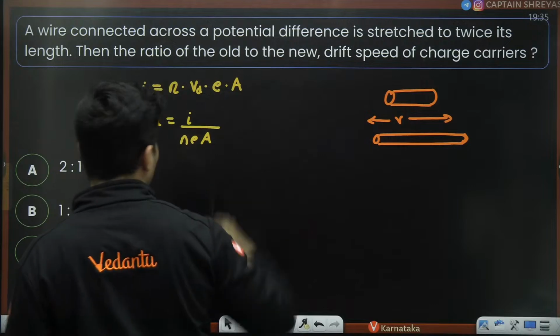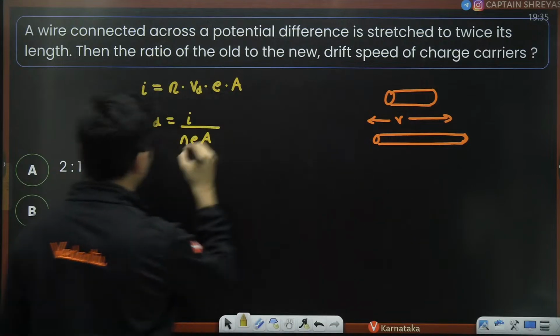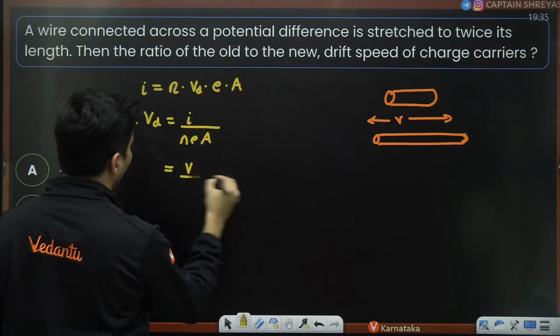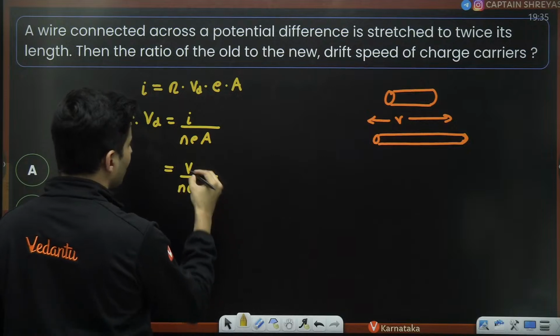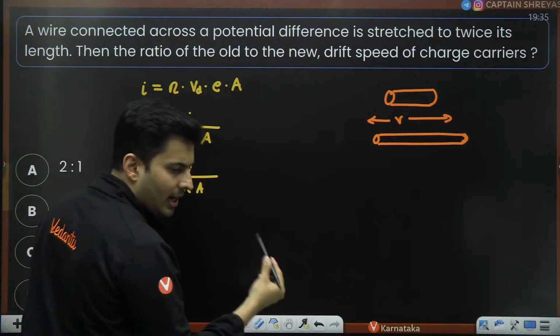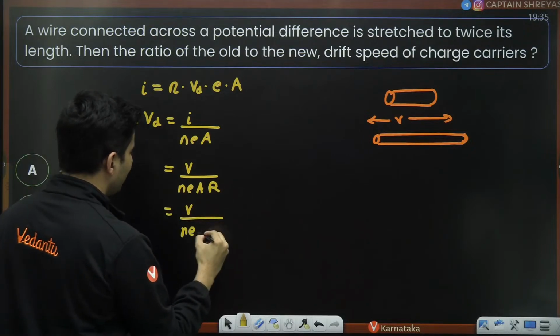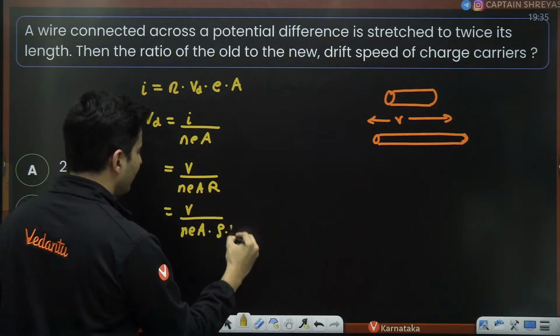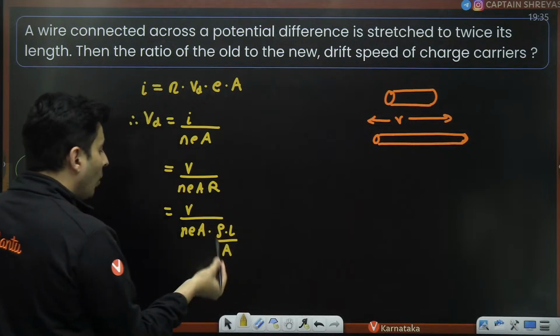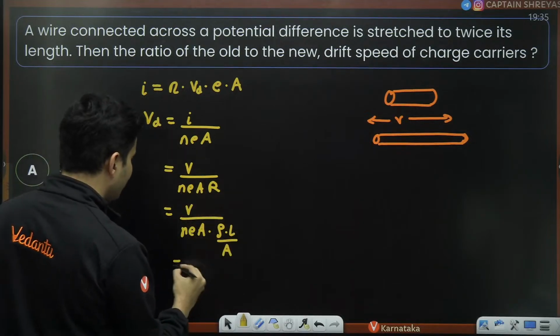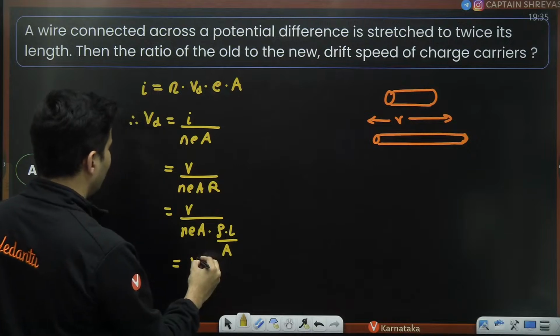Same voltage difference. Can I write current as voltage by resistance? Because V is IR, I will be V by resistance. And what is the formula for resistance? Resistivity into length by A. Best part, area got cancelled. So I am getting voltage.